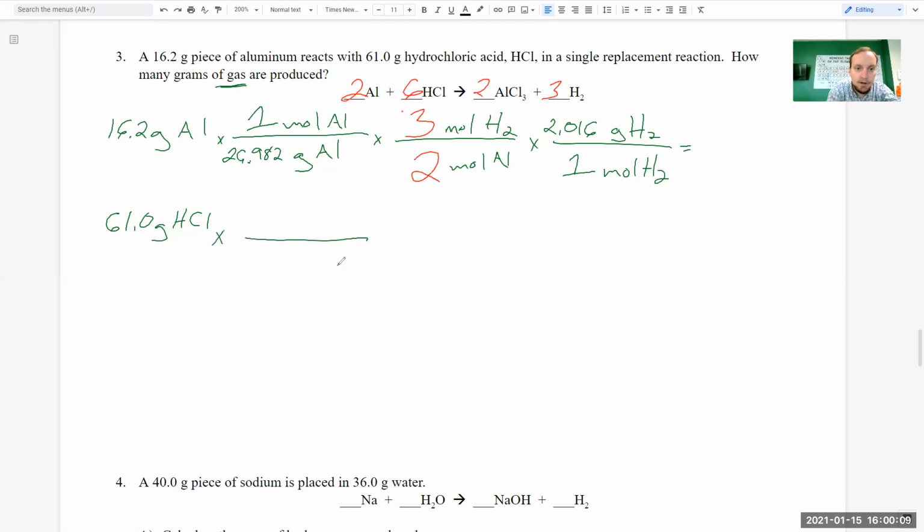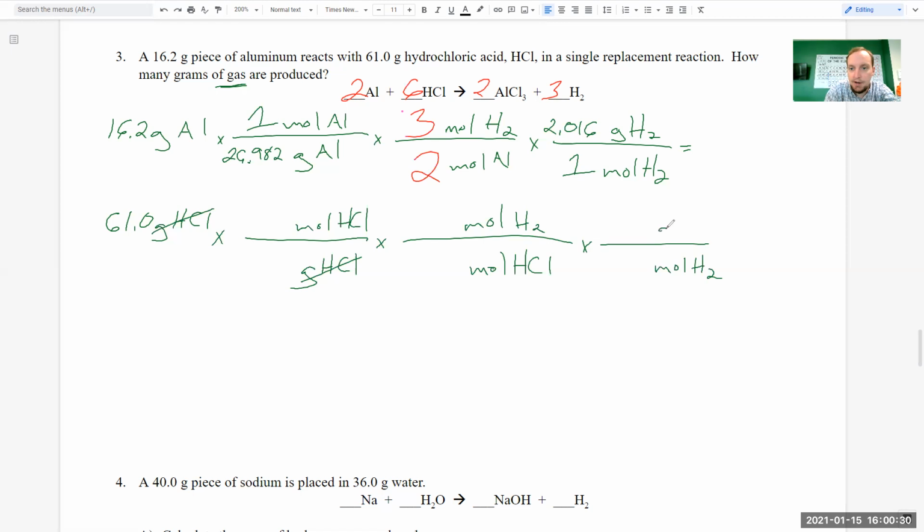Here is our grams of hydrochloric acid because we need to cancel that out, right? Then we're going to go into moles of hydrochloric acid. Once we're in moles of hydrochloric acid, this is our mole to mole step, our conversion from hydrochloric acid into the exact same product as we did before. Then we're going to get out of moles of hydrogen and into grams of hydrogen. Okay, remember these will cancel, these will cancel, and so on.